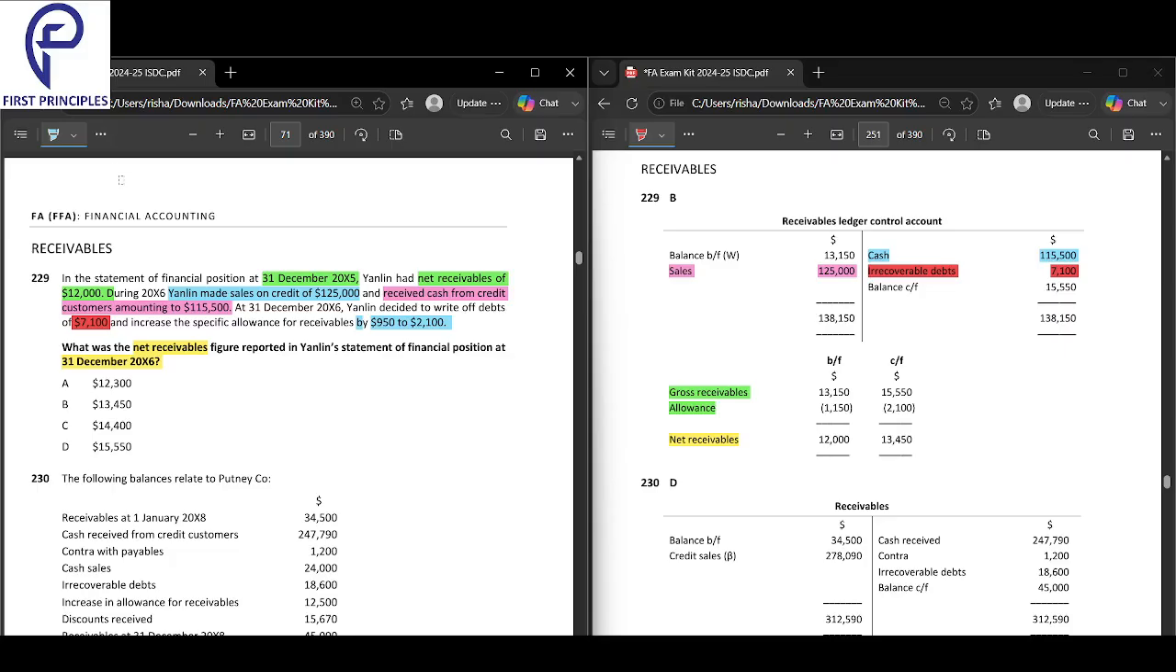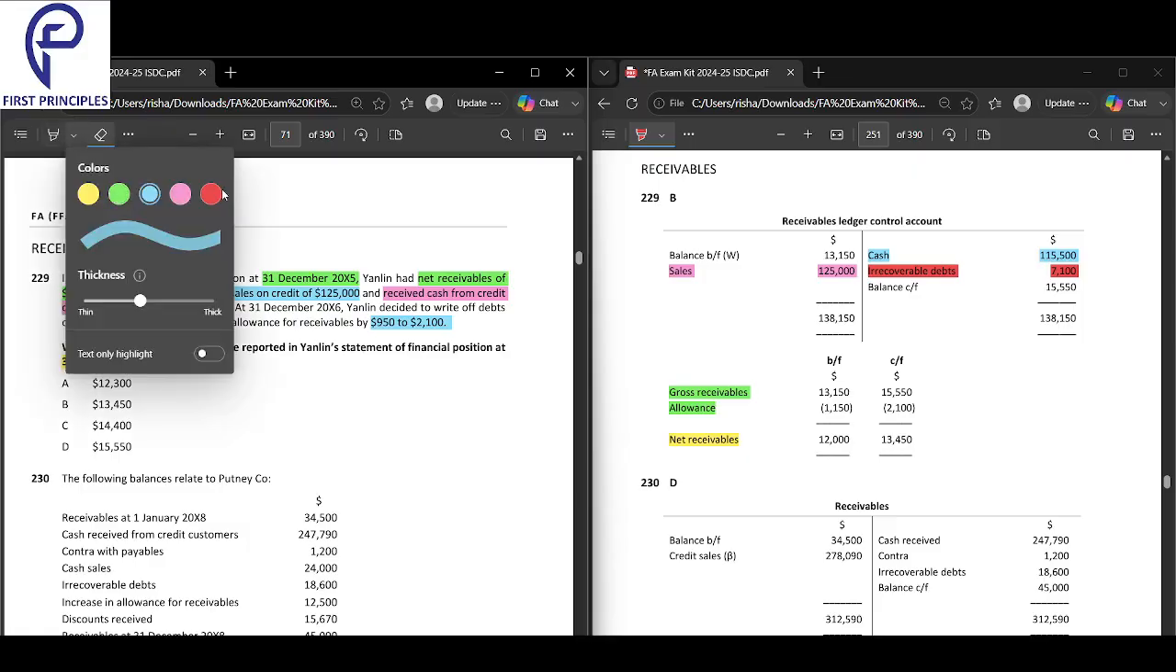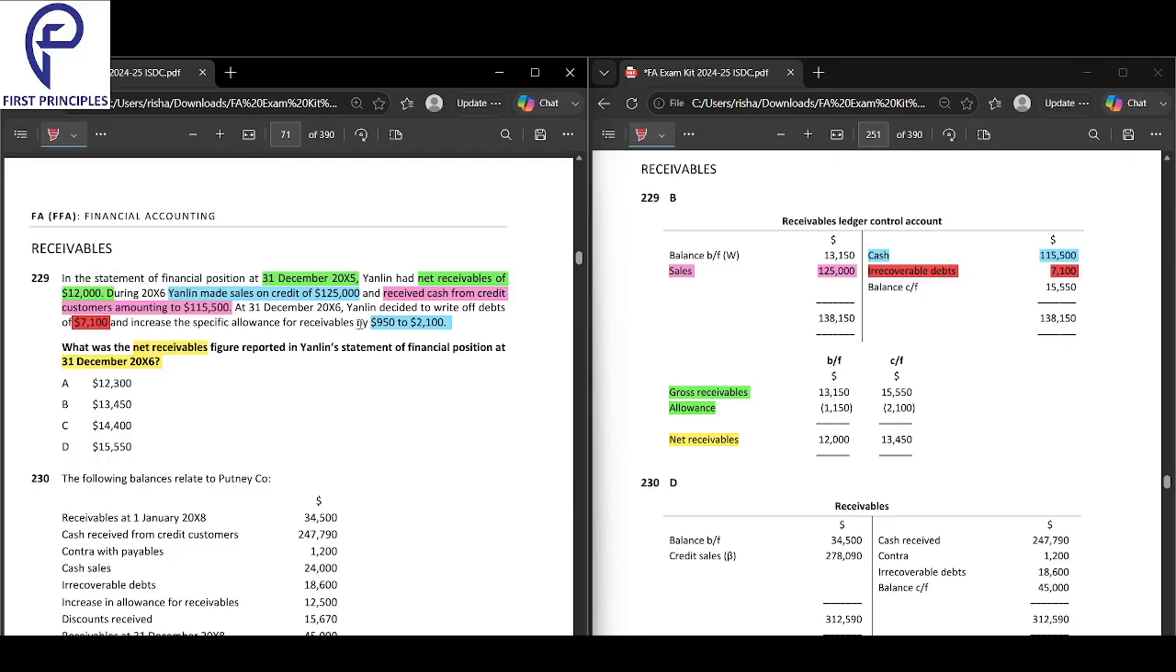So what is it currently? If adding 950 to a number makes it 2,100, what is that number? Let's calculate that. When we add 950 to a number, it becomes 2,100. What is that number? Yeah, absolutely, 1,150. So our gross receivable is 13,150.